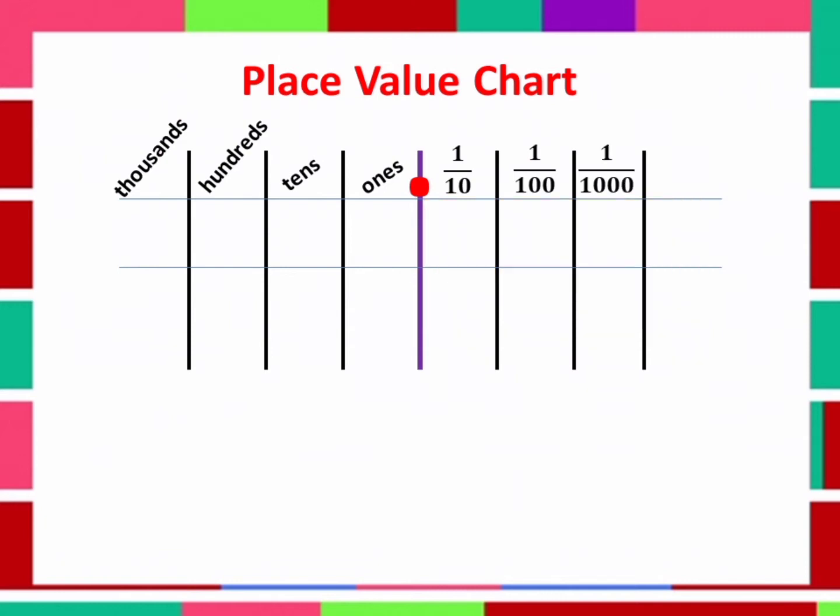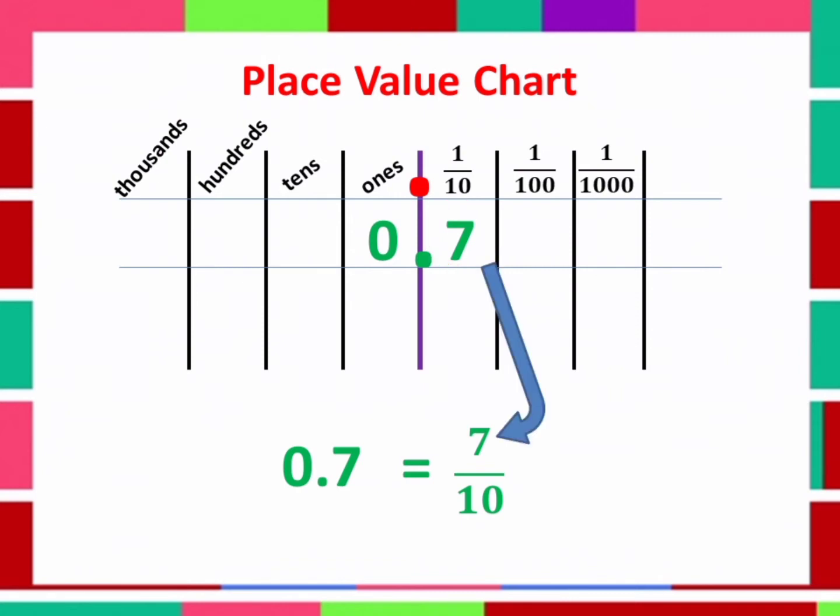So now, let us convert 0.7 to fraction. Using the place value chart, line up the decimal point and put one digit per column. Then, there is one digit after the decimal point, and it is found in the tenths place, or tenths column. So, 0.7 is the same as 7 over tenths, because the digit after the decimal point will be your numerator.